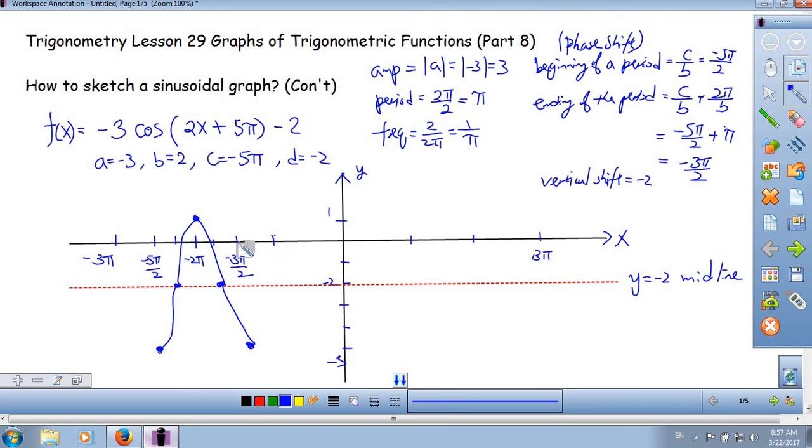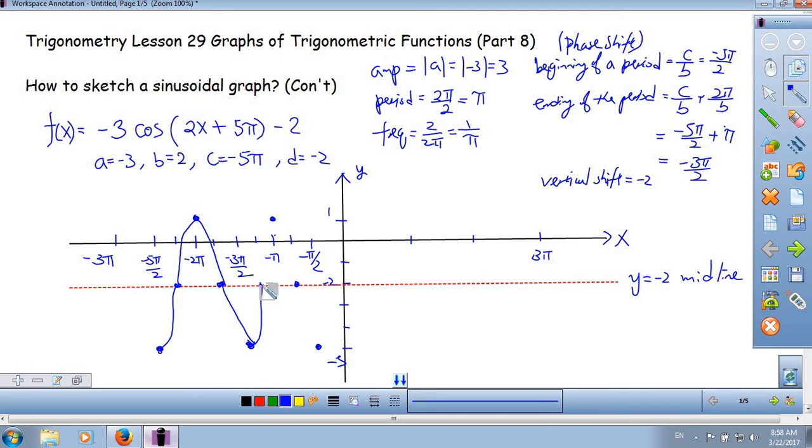Now where does the next period start? Well, it seems that every period is pi, right? So from -5 pi over 2 to -3 pi over 2, this is pi. The next one will be -pi over 2. So it's going to be from -3 pi over 2 to -pi over 2, and that will cut the whole period into 4 equal parts as well, and that will continue the pattern as I have seen before. So just keep continuing the pattern here.